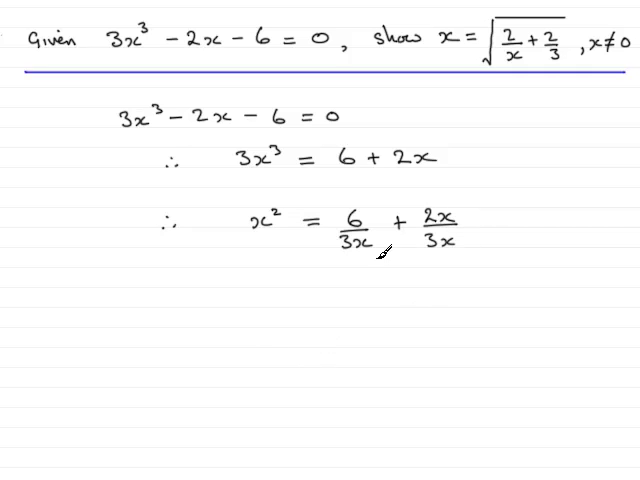So if I just simplify this now, I have x squared equals, well, 3 will cancel into the 6, so that's 2 over x, and the x's here cancel, so that just leaves me with 2 thirds. So if I take the square root now of both sides, you can see that I get x equals the square root then of 2 over x plus 2 thirds.